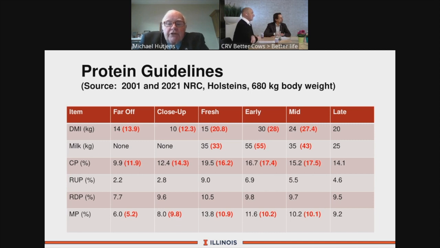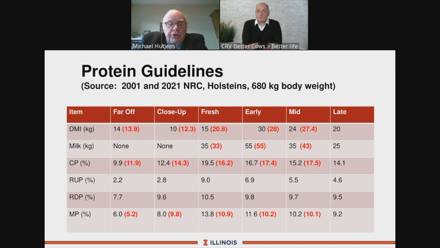And there's two huge take-home messages. First of all, you'll see the new NRC changes the numbers. And the ones you really want to watch are the top one, dry matter intake, and the bottom one, metabolizable protein. This is the true amino acids getting to the small intestine for the cow to absorb, hopefully to do her various biological functions. And you saw there are some really big changes down in the metabolizable protein level.